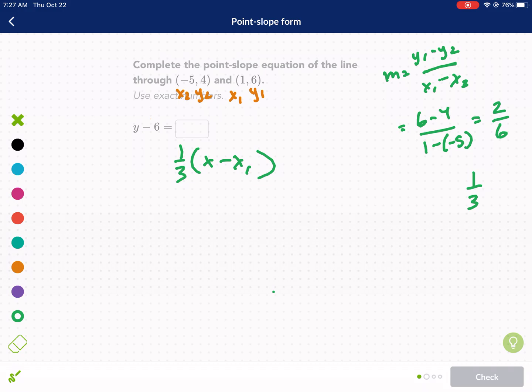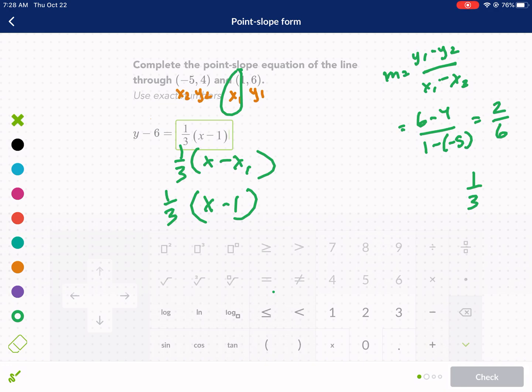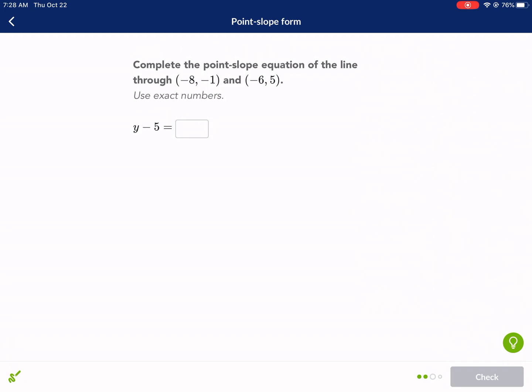Okay, my x1 I already labeled as 1, so I'm going to do x minus 1 and then 1/3 times that. I'm just going to double check my slope, make sure it's all good. 6 minus 4, 2. 1 minus negative 5 is positive 6, so then I get 1/3. Okay, so I get 1/3, I have to put a fraction, times x minus 1. Fraction, 1 over 3. Then I need a parenthesis, x minus 1. Double check. Here we go, complete the point.